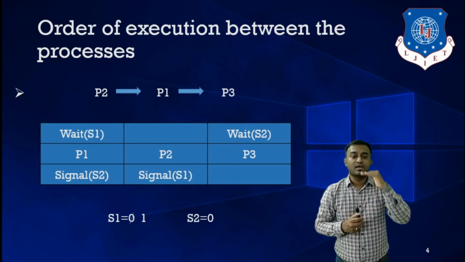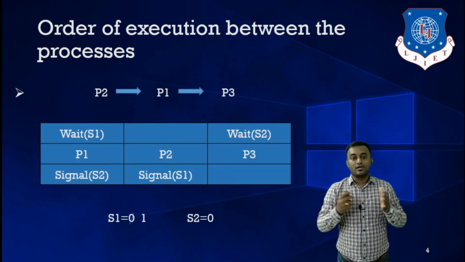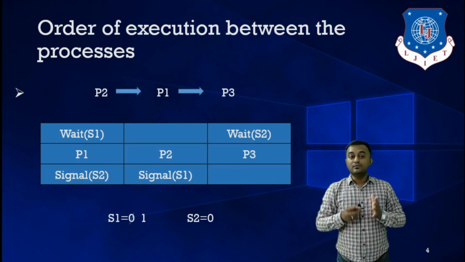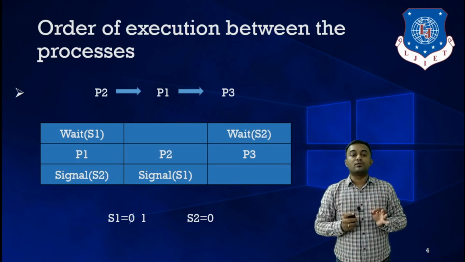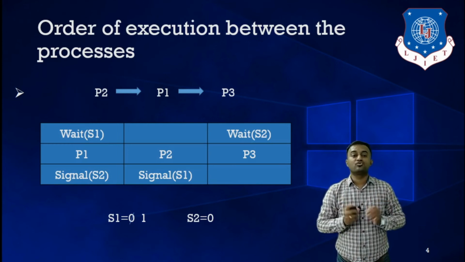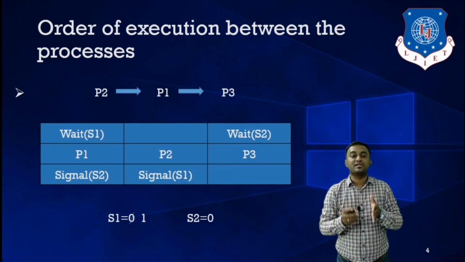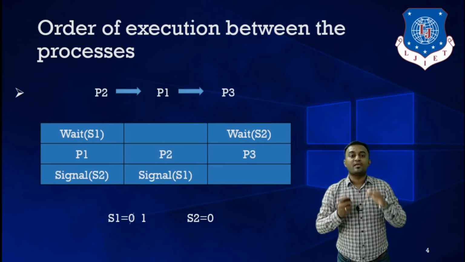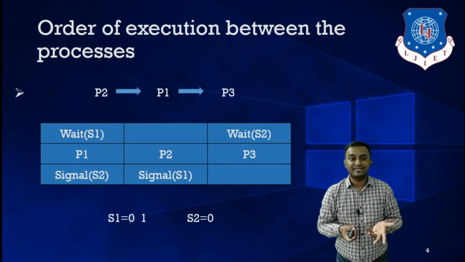Once wait is successfully executed, then and only then can P1 enter the critical section and execute its task. But in this case, before executing, P1 needs to execute wait, and wait of S1 is nothing but the S1 value, and the initial value of S1 is 0. So wait cannot be performed. If wait is not performed successfully, definitely P1 cannot start its execution.